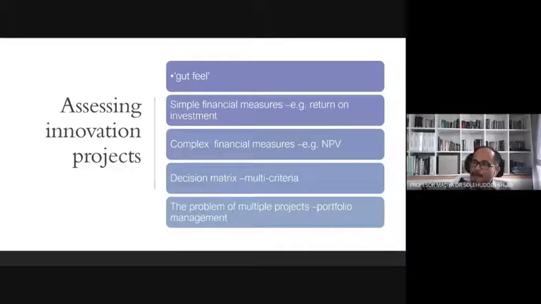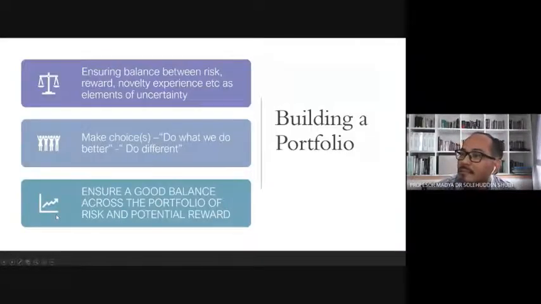Complex financial measure, and then the decision matrix, which is multi criteria, and then the problem of multiple projects, the portfolio of the management. So in order for us to build up the portfolio, we have to ensure the balance between risk, rewards, novelty, experience, etc., as elements of uncertainty. Then we need to make choices. In life we have to make choices. How can we do it better? How can we do it differently from others? And also, we want to ensure a good balance across the portfolio between risk and potential reward.